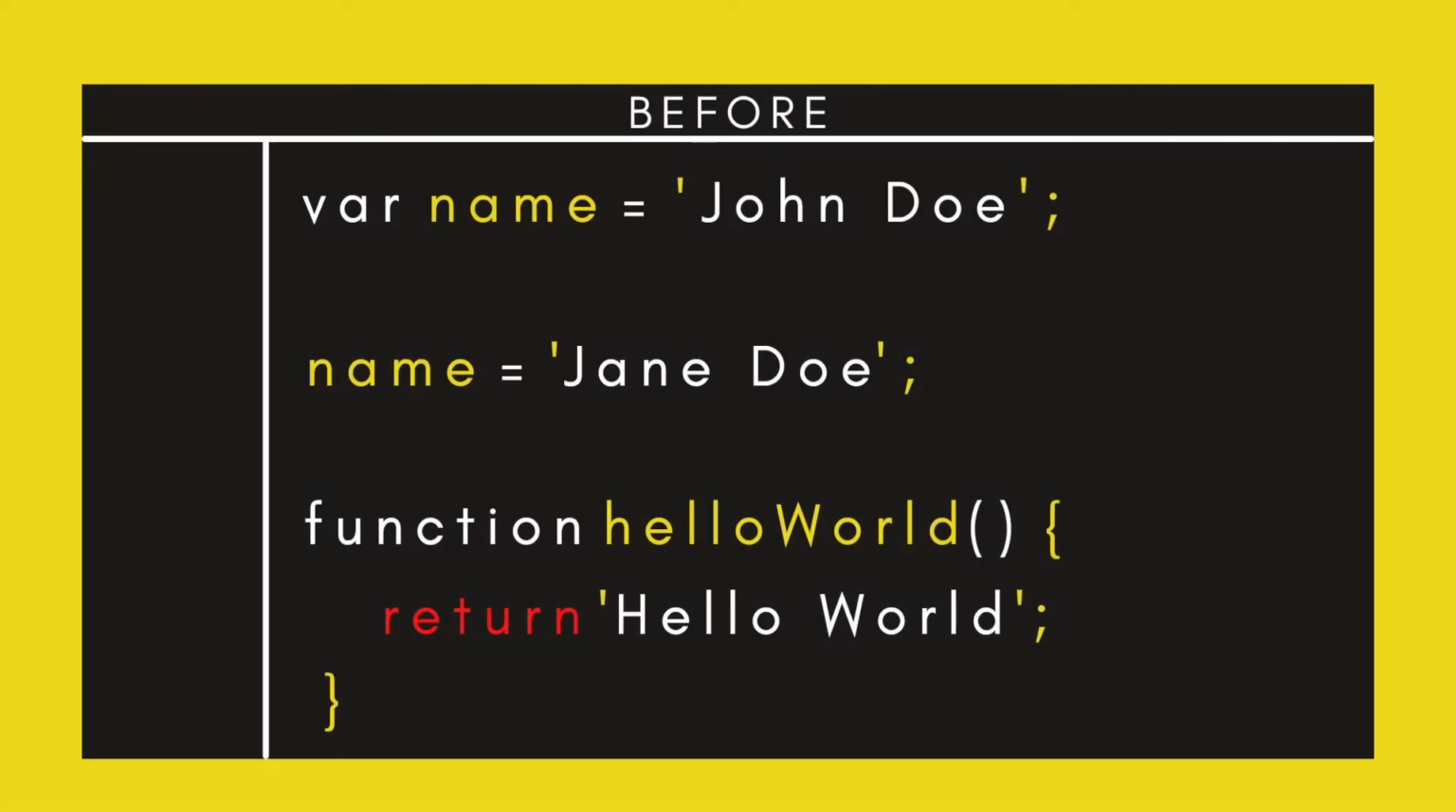So now let me show you the same example but in a more graphic way. So let's say that we have a JavaScript file, and in that file we do have our variable of name which holds a value of John Doe. The next part of our file will reassign the value to that variable, which will now be Jane Doe. And the last part of our file will be our function of helloWorld, which will just return this hello world string to us.